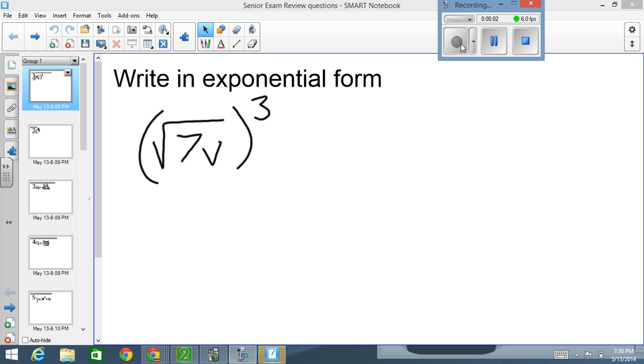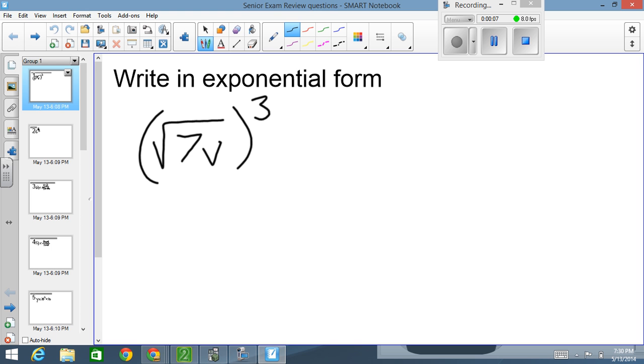Okay, Algebra 2, Senior, Final Exam Review Questions. Answers revealed. So in this case, we're looking to change this radical form to an exponential form.